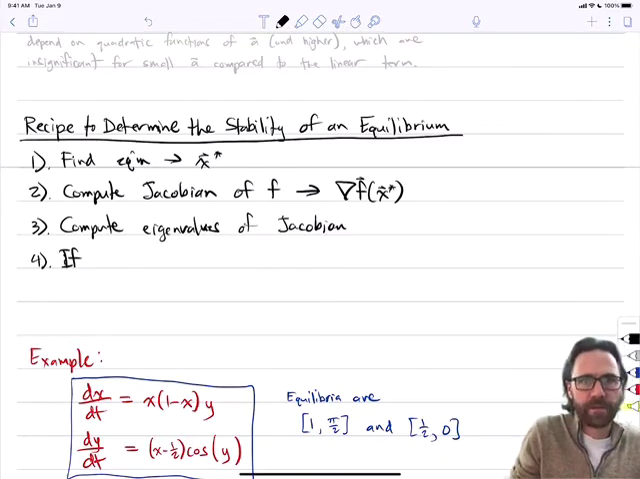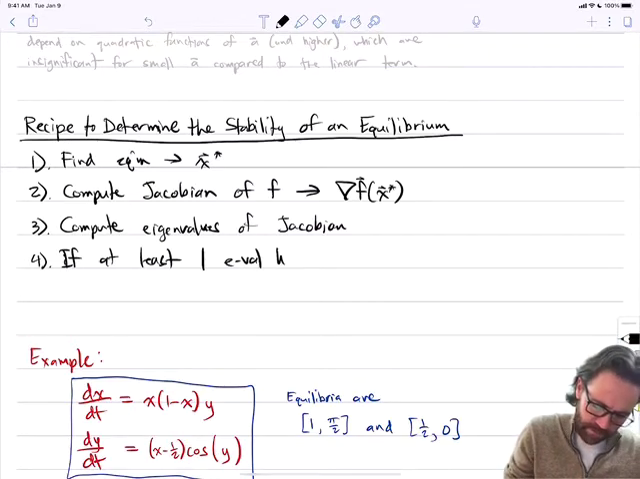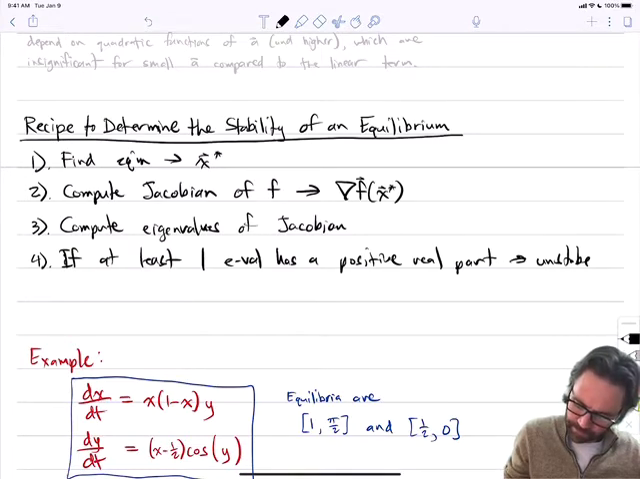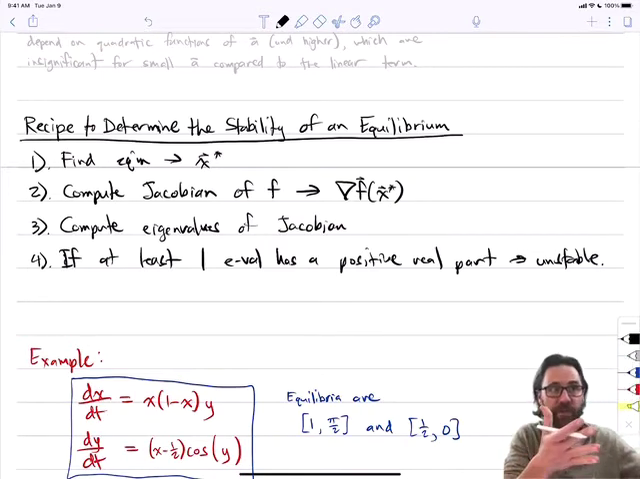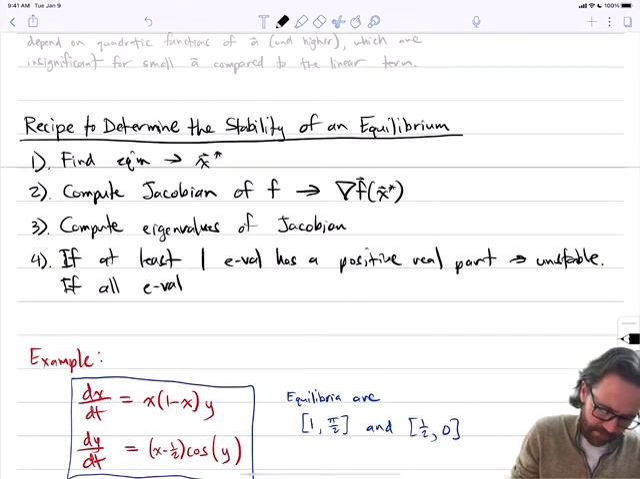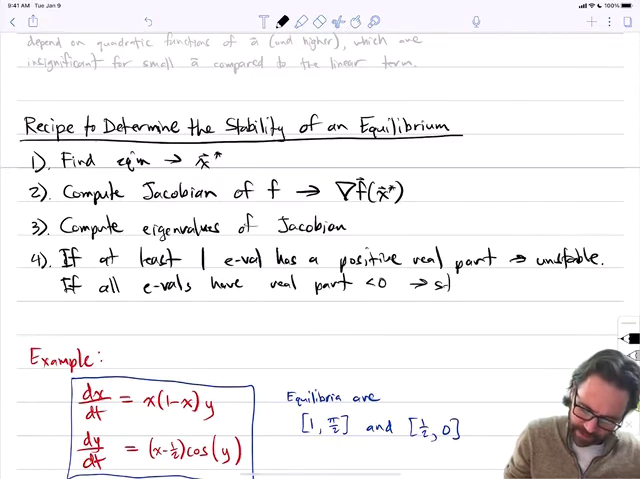If at least one eigenvalue has a positive real part, then it's unstable. Unstable. That means there's one direction that things leave. On the other hand, if all eigenvalues have real part less than 0, then it's stable.